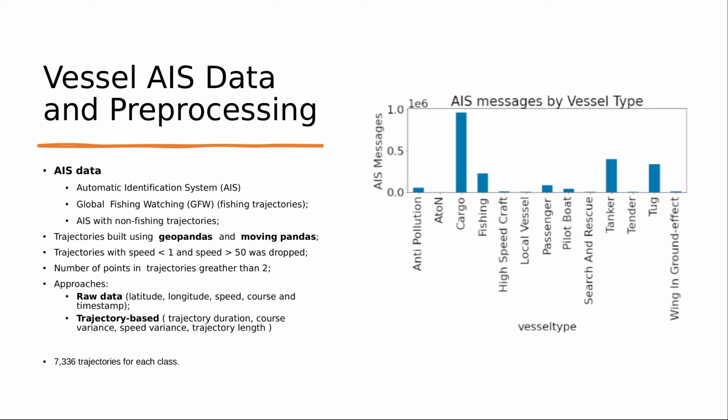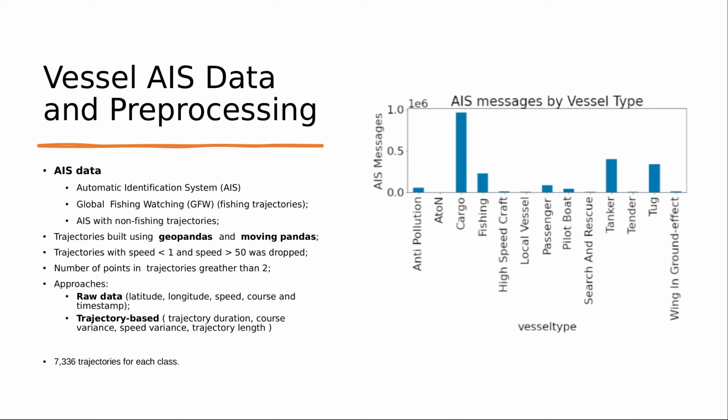After building the trajectories, we apply some filters. Trajectories with average speeds less than 1 and average speeds greater than 50 were dropped. It doesn't make sense to use trajectories when the vessel is stopped, and trajectories with speed greater than 50 are impossible. The other filter was that the trajectory must have at least 3 points. For building a trajectory, we need just 2 points, but we need at least 3 points to calculate the angle of the movement.